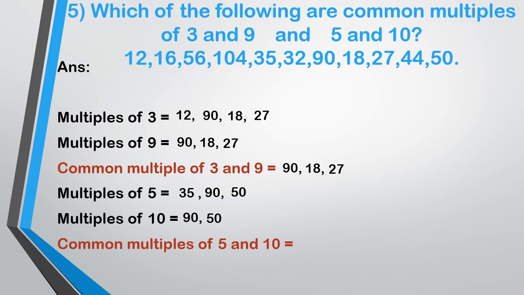Now we have to choose the common multiples of 5 and 10. 90 and 50. 35 is not a multiple of 10. So 35 is not a common multiple. Only 90 and 50, these two numbers are common multiples of 5 and 10.